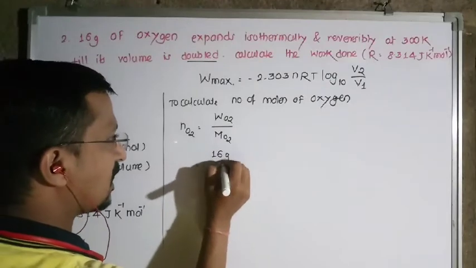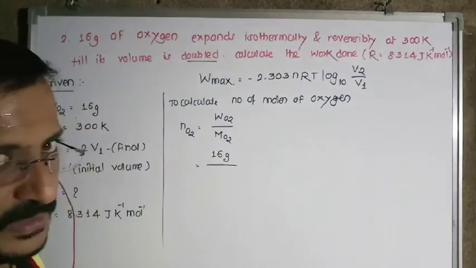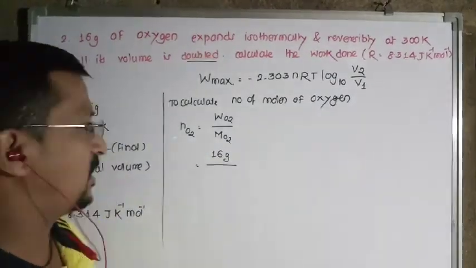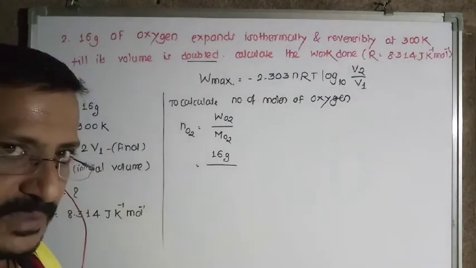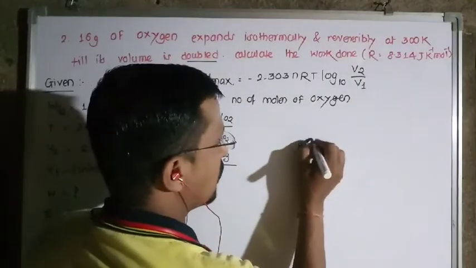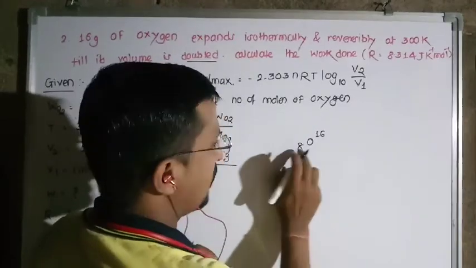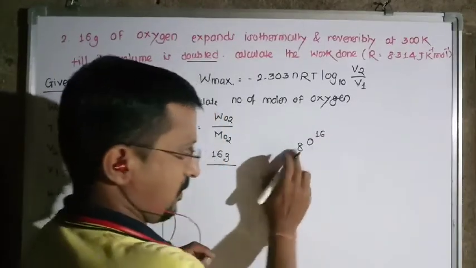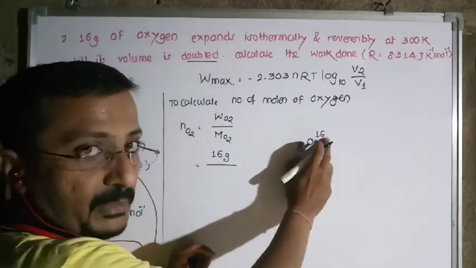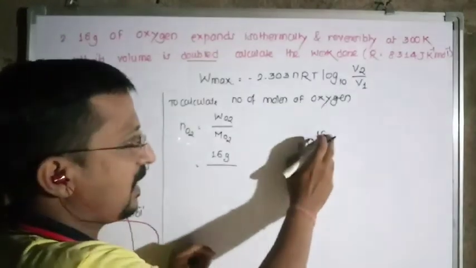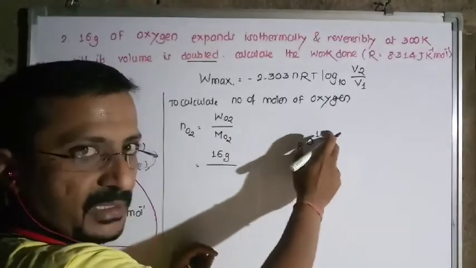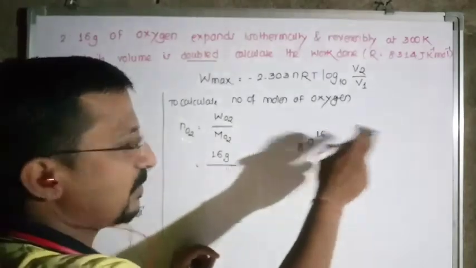The weight of oxygen is given, 16 gram. What is the molar mass of oxygen? Oxygen is 8, 16, atomic number and mass number. Mass numbers are added. It is O2, so O plus O means 16 plus 16. Oxygen gas is O2.